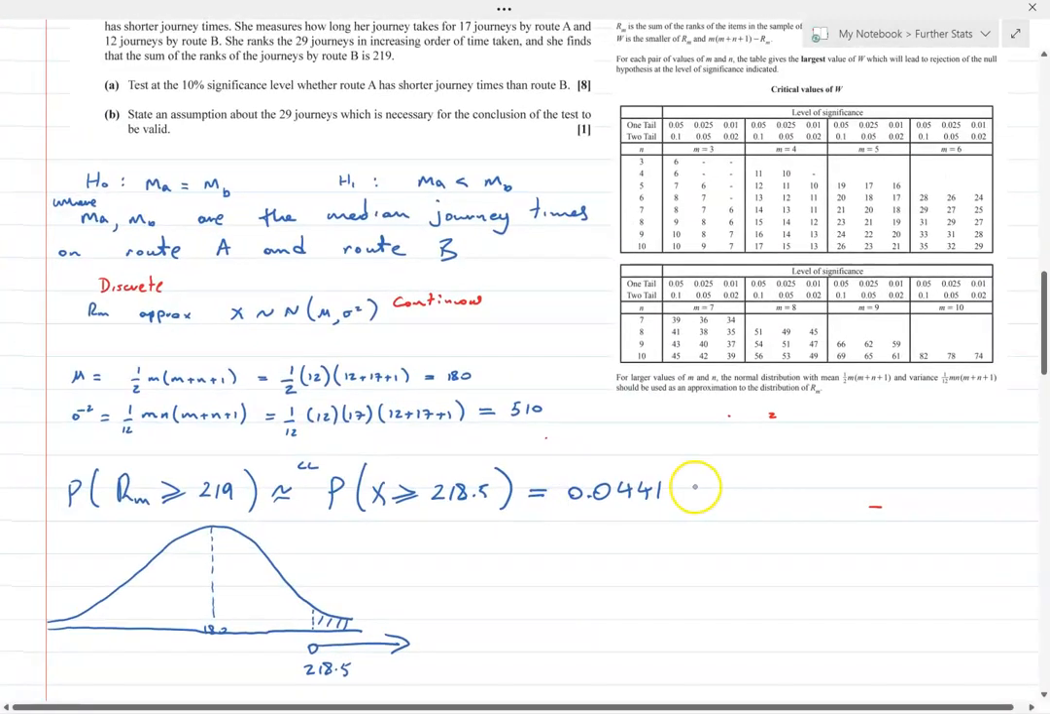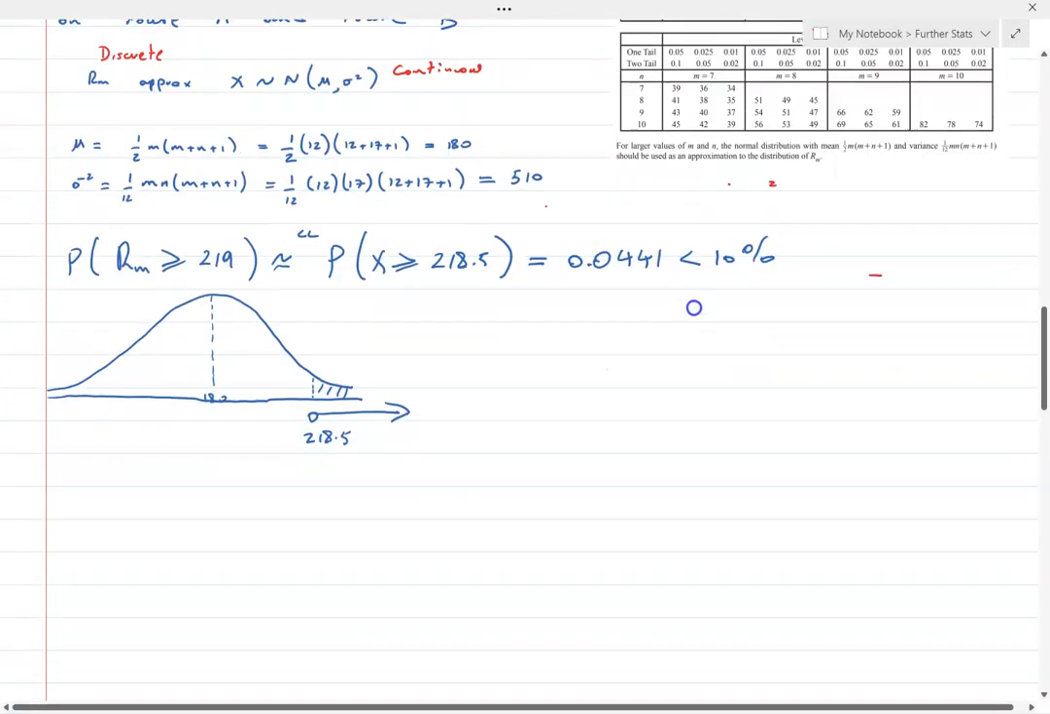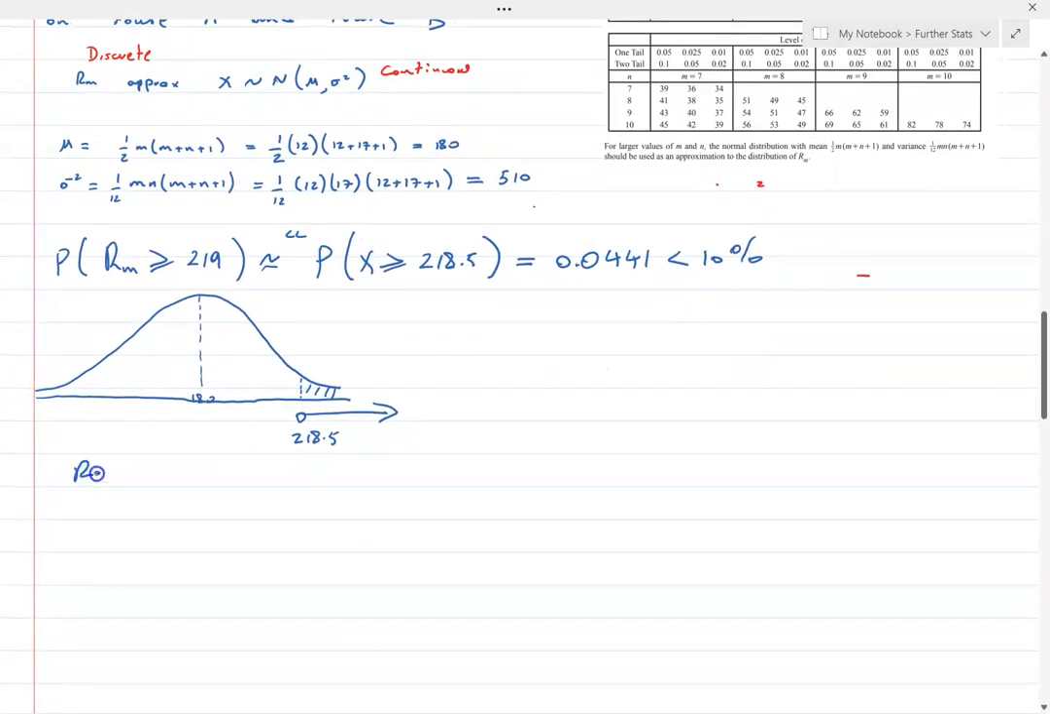So that's actually less than 10%, so we reject H0. We're rejecting H0, and we can say there is sufficient evidence. We need uncertainty and we need context.